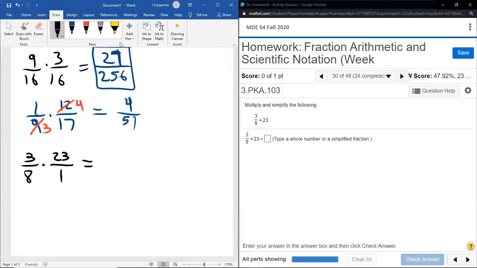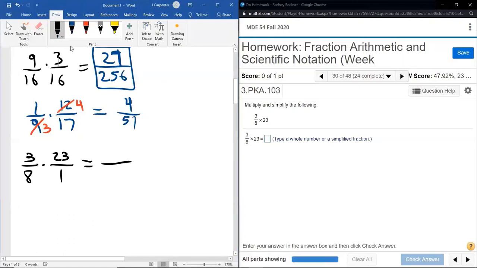All right, 3/8 times 23/1. Notice that this was times 23. I turned it into 23/1. Now, some people will say, I didn't have to do that and I got the right answer. That's up to you, your skill level, and what you understand. But I think most people probably need to do it this way.